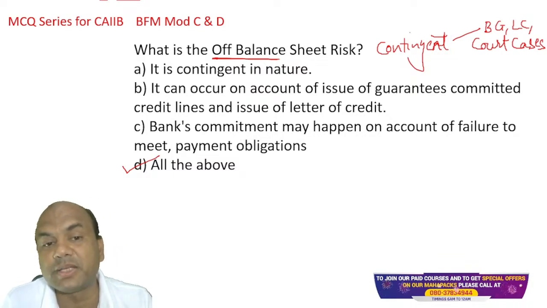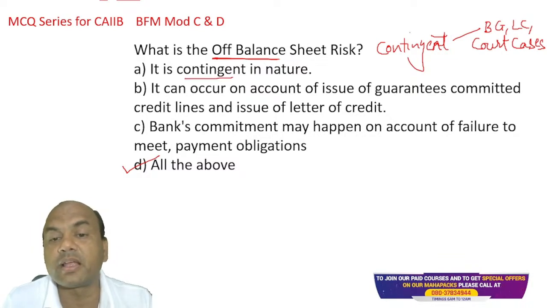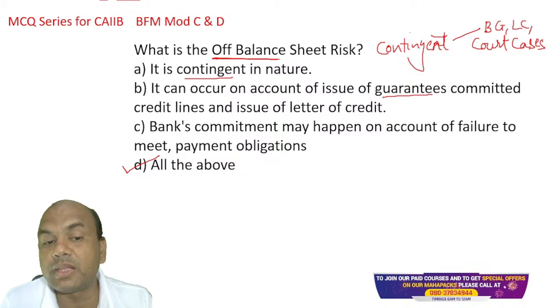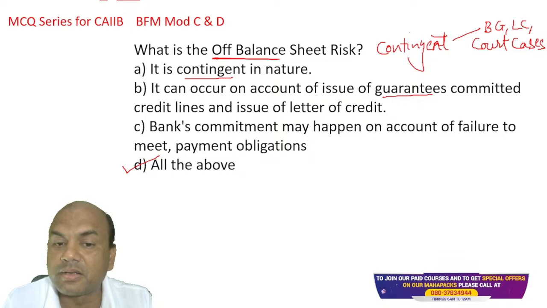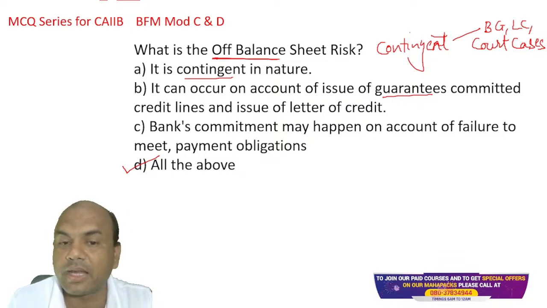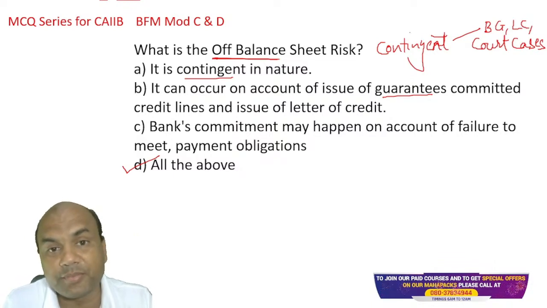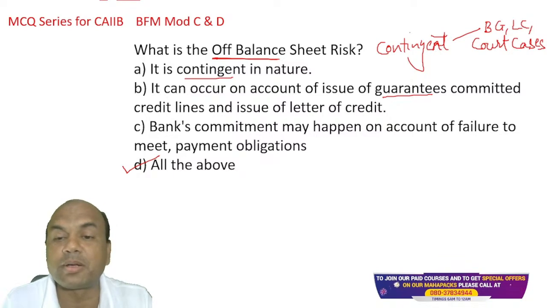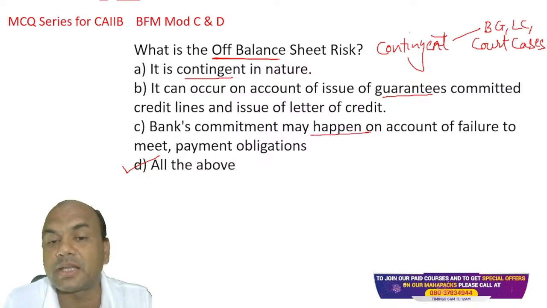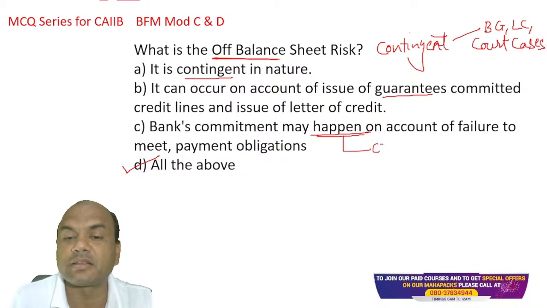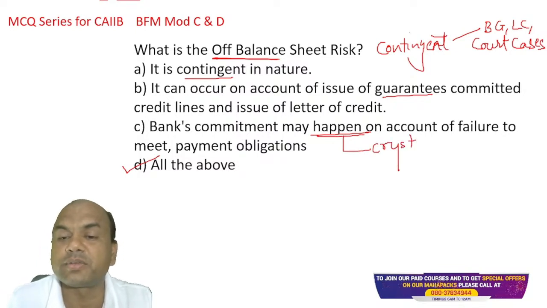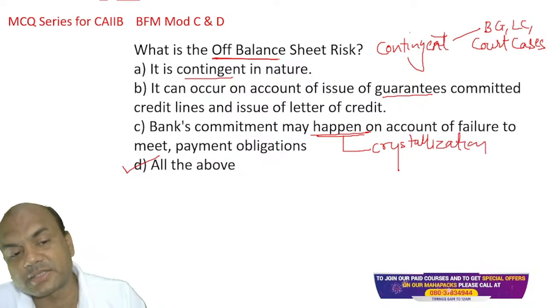So off balance sheet risk means contingent in nature, can occur on issue of guarantees, and bank's commitment may happen on account of failure to meet the payment obligations by that party. What do you mean by this third part? Suppose my bank is giving the guarantee and if that other party does not perform, then my bank will have to pay, isn't it? So that's known as bank's commitment may happen. May happen means crystallization. When the risk which you have just given in words comes for payment, that is known as crystallization. So answer is A, D.